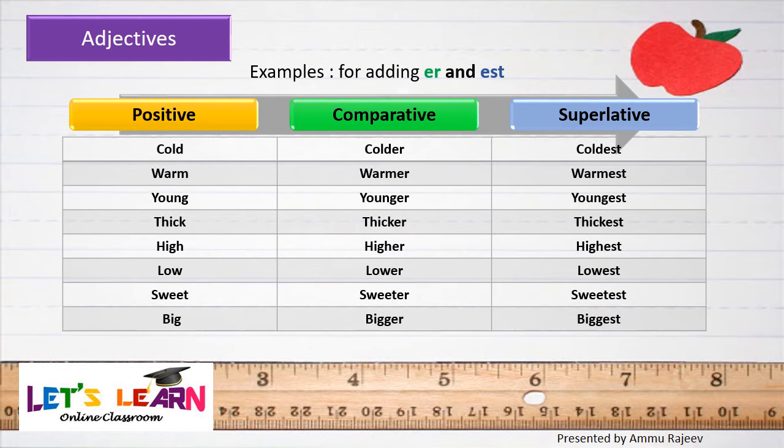Here are some examples of adjectives which add an ER for comparative degree and EST for the superlative degree. Remember, these are just sample words. You may come across more such words that follow the same rule.